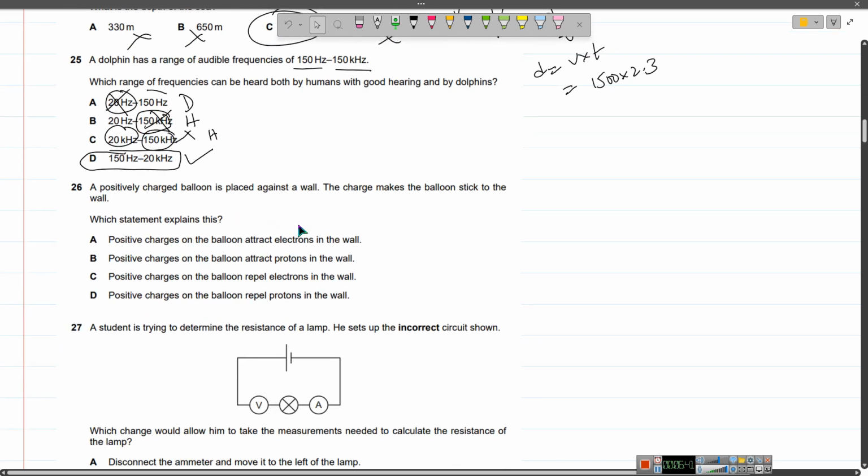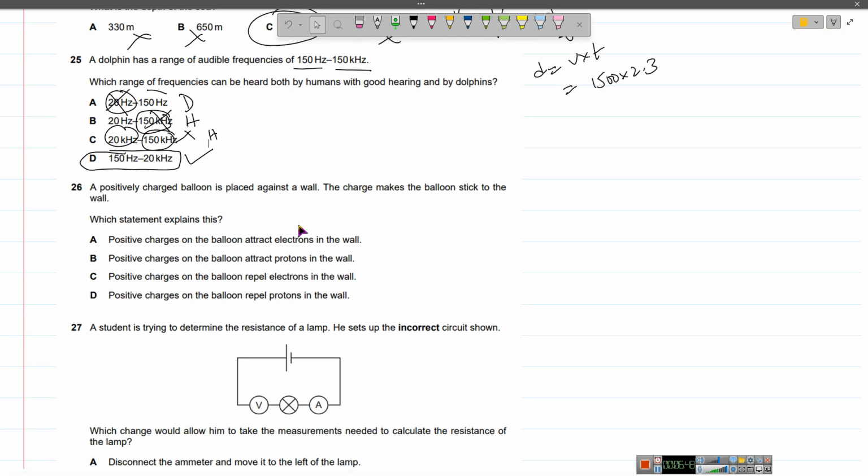A positively charged balloon is placed against a wall. The charge makes the balloon stick to the wall. Which statement explains this? Positive charge on the balloon attracts the electrons on the wall, right? The positive charge on the balloon attracts protons on the wall? Not possible, like charges do not attract. Opposite charges attract each other. Positive charge on the balloon repels electrons on the wall? If they repelled, why would it get attached to it? The positive charge on the balloon repels protons on the wall? Protons cannot be repelled because they don't leave their position. It's the electron that came around, right?